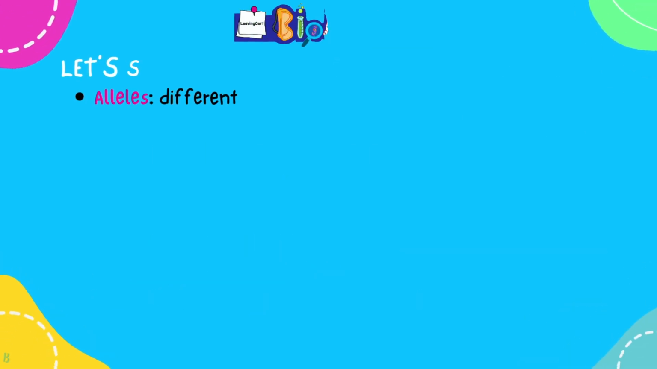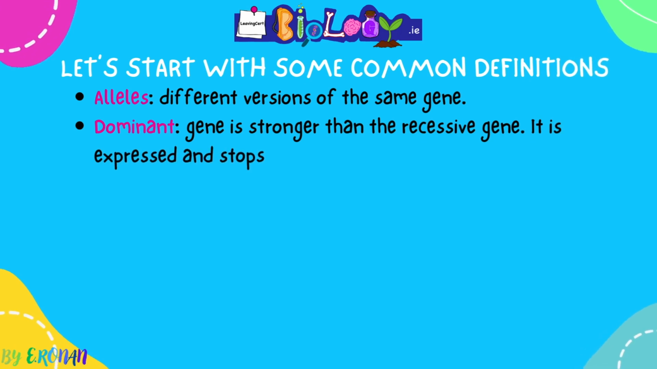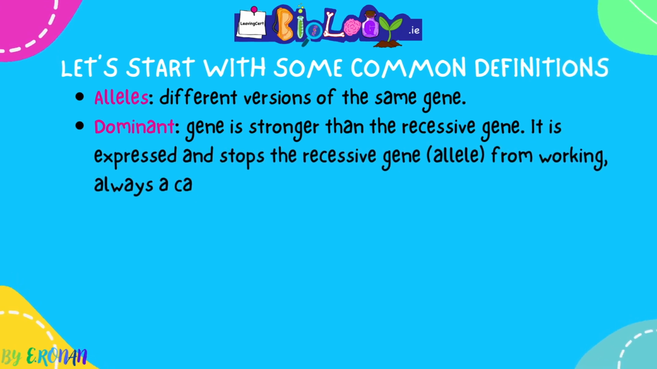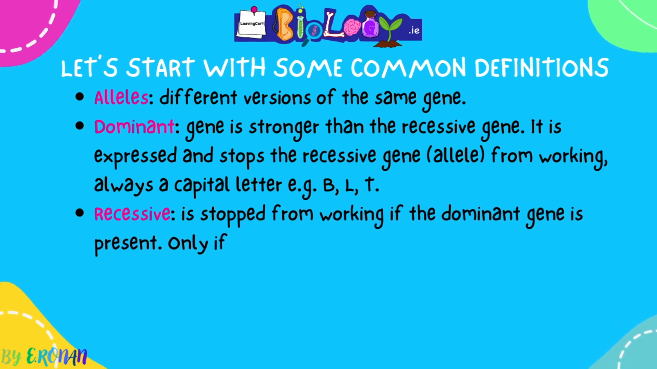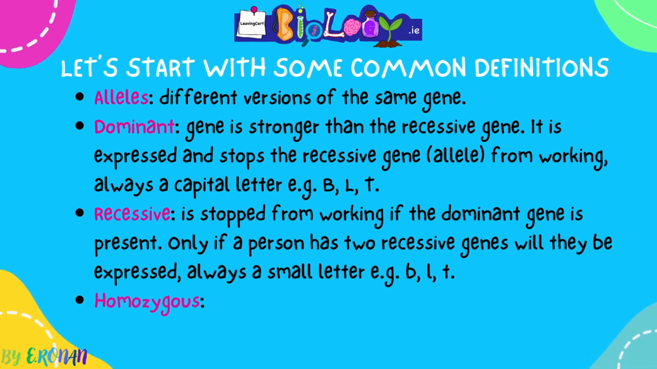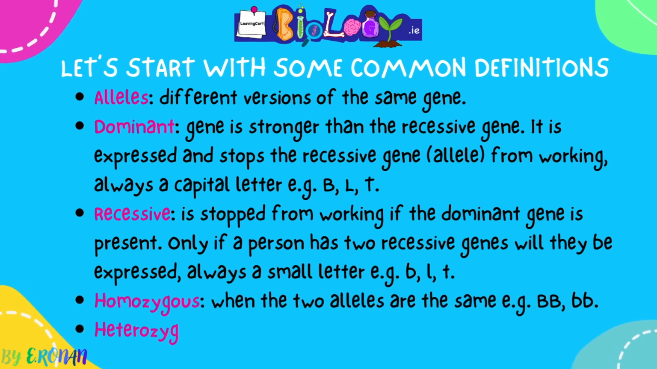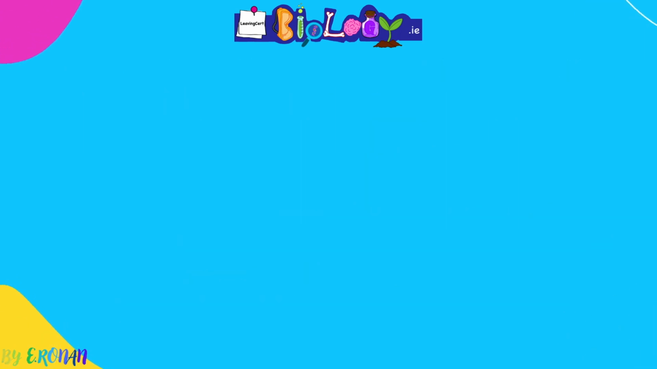Locus is the position and location of a gene on a chromosome. Alleles are different versions of the same gene. Dominant is stronger than the recessive. It is expressed, preventing the recessive from working, represented by a capital letter. Recessive allele is stopped from working if a dominant gene is present, always represented by a small letter. Homozygous is when the two alleles are the same, and heterozygous is when the two alleles are different.